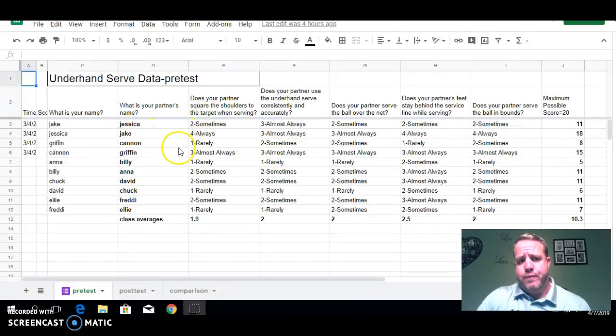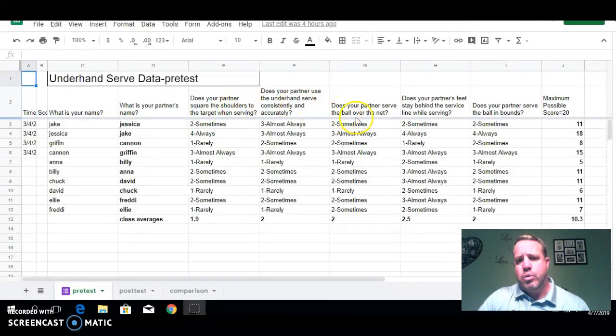Now, for today's purposes, I'm only going to be looking at one skill and breaking down the data for that skill. The skill I'm going to be using, if you look up here in the corner, is the underhand serve data pre-test. Of course, the two columns here: what is your name? That will be the assessor. What is your partner's name? That's the person being assessed. So this is going to be a student partner peer observation.